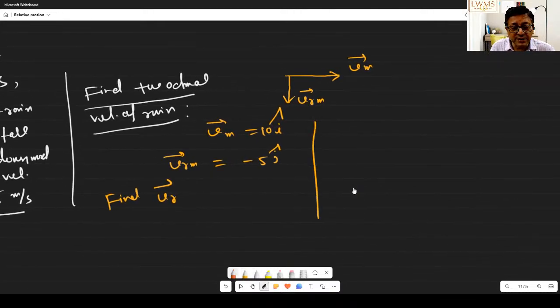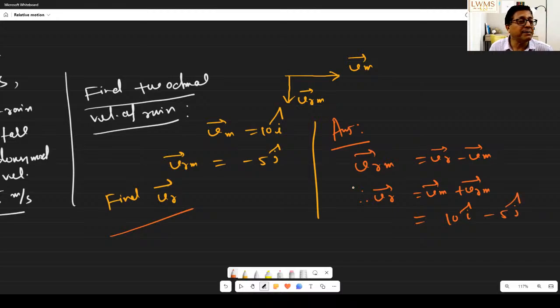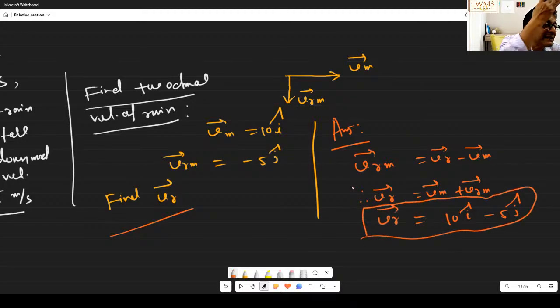Answer. See, I am answering this question. I will simply write VRM, means VR minus VM. So VR is what? VM plus VRM. VM is 10I. VRM is minus 5J. Finished. So VR I got. I need not find anything else, because a vector AI plus BJ gives everything. So this is 10I minus 5J.